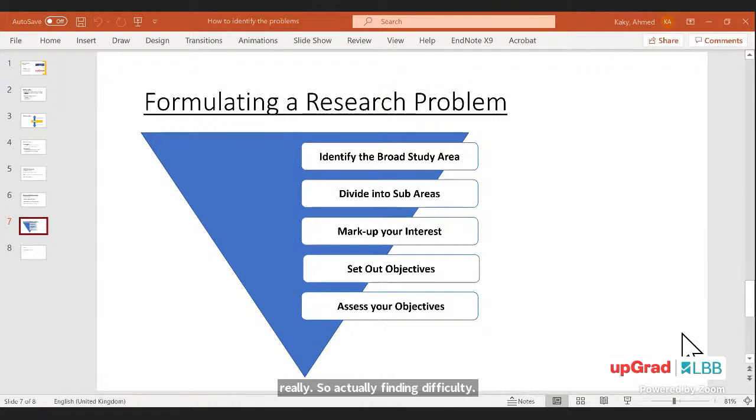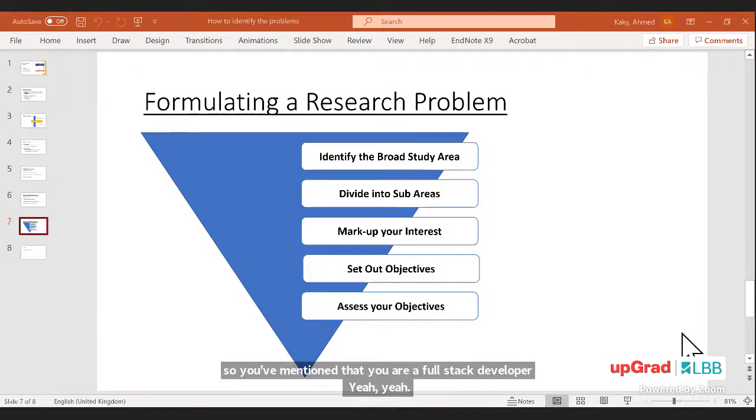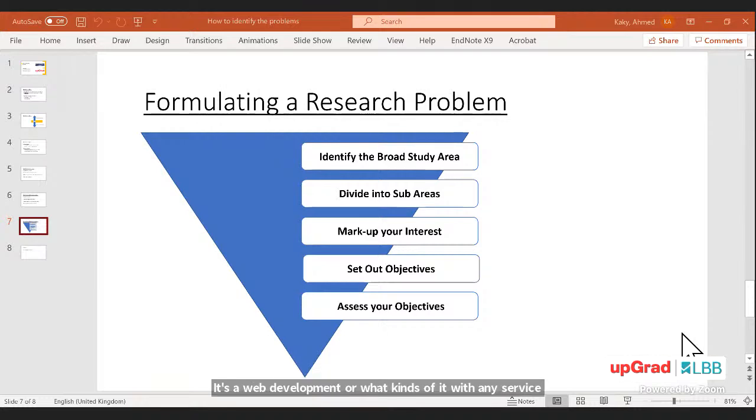Okay. So you've mentioned that you are a full stack developer. Is it web development or what kind of development? It's web development only, like Angular, Spring Boot, Java, and backend. That seems interesting. As you are a full stack web developer, why don't you think about working on some web services? I know you have a very good practical background, but you are just new to the research part.